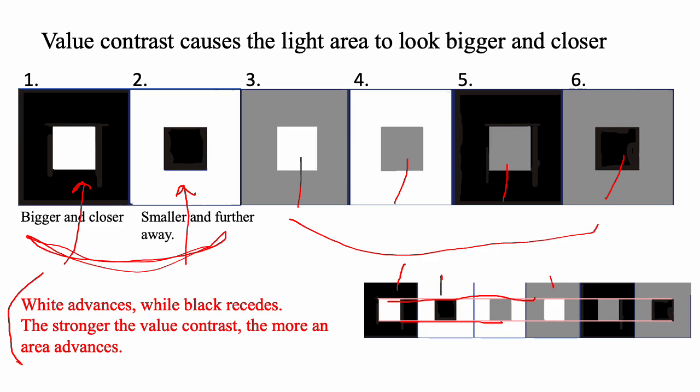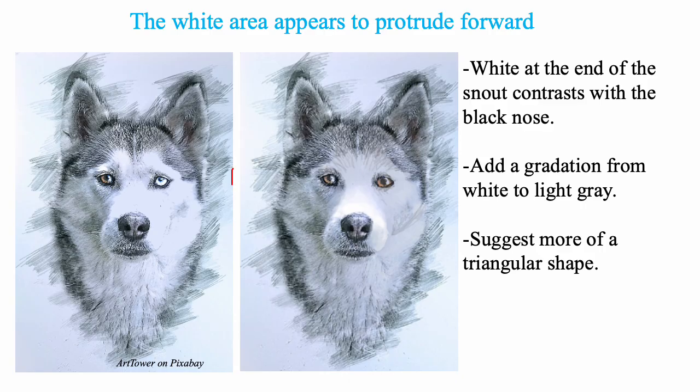This is a beautiful drawing of a wolf, but the snout doesn't seem to come forward and the white eye stands out. So I toned down the eye and added some white to the tip of his snout. And now the greatest contrast is between the white area and the black nose, and strong value contrasts cause an area to advance in space. I also added a gradation from white to gray and gave the snout a triangular shape. Showing a shape protruding toward us is really difficult to do, so we need to use all of our tricks.